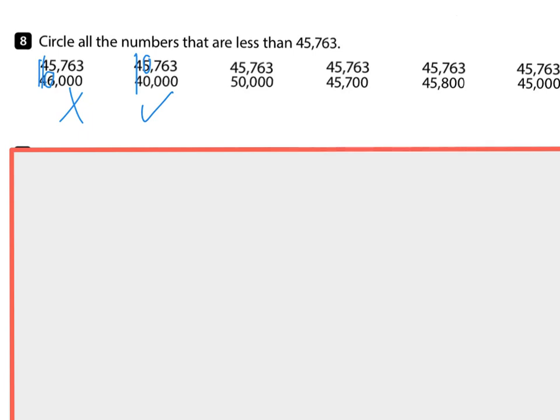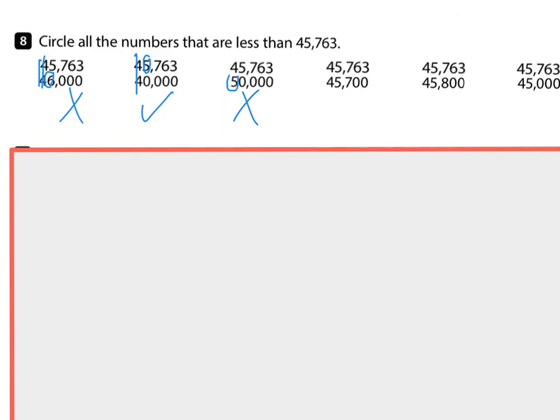The next one, we look at the 10,000s place, and those are the numbers we'll compare since they're different, and the 5 is greater than the 4. So 50,000 is greater than 45,763. So that does not meet our criteria, so cross it out. All right, we'll cruise on to the next one.